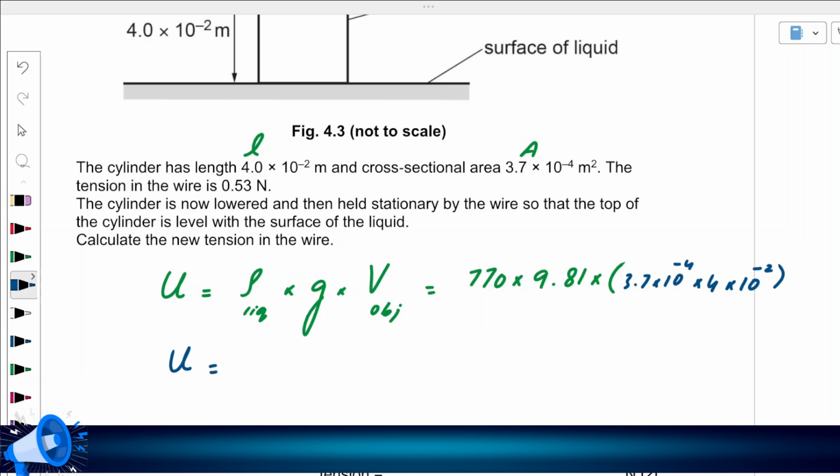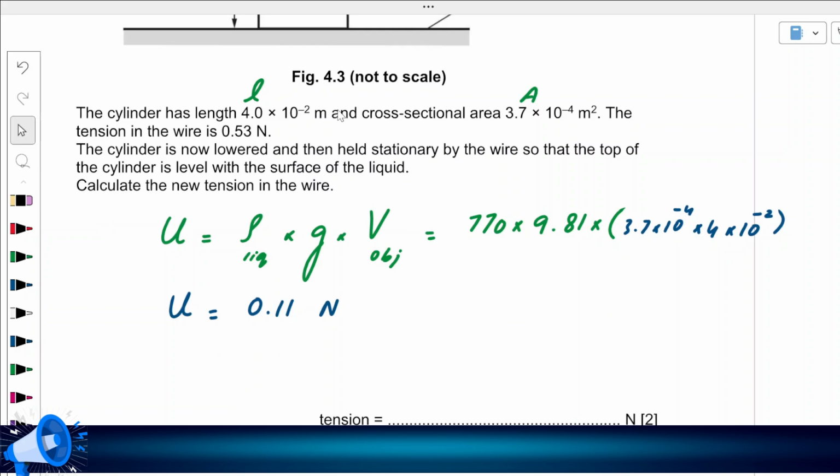Or let me just find it out myself. 770 times 9.81 times 3.7 times 4 times 10 raised to power, collectively, minus 6. Yeah, 0.111. So I'll write it as 0.11. So this is the upward push that would be provided by the liquid to the object, to the cylinder.